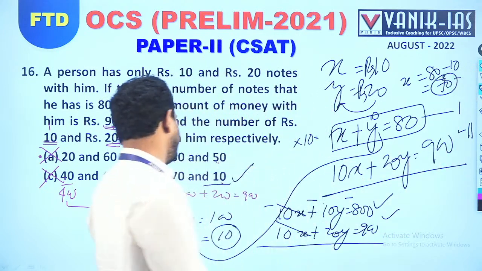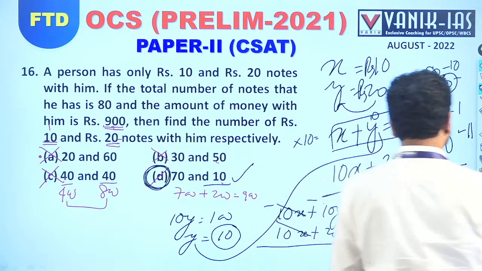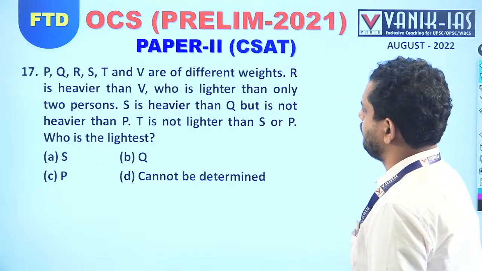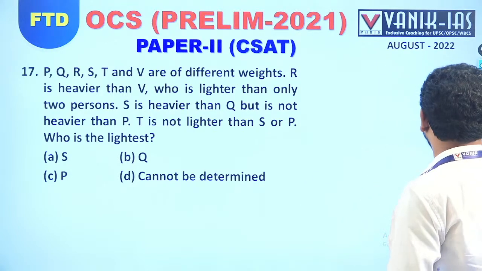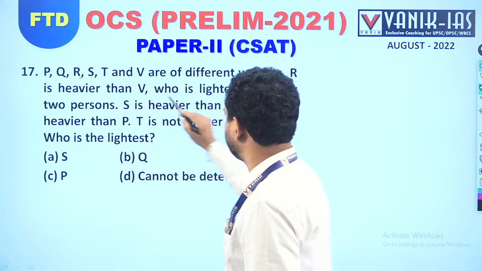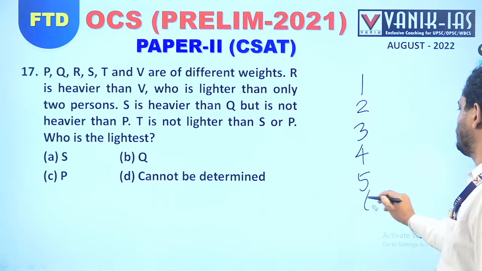I have said two approaches to qualify this question, and this is a very silly question ever, right? Next, we have to move for question number 70, and 70 is also a question from the reasoning segment. P, Q, R, S, T, V are different weights. R is heavier than V. How many elements do we have? Persons is 6. 1, 2, 3, 4, 5, 6.